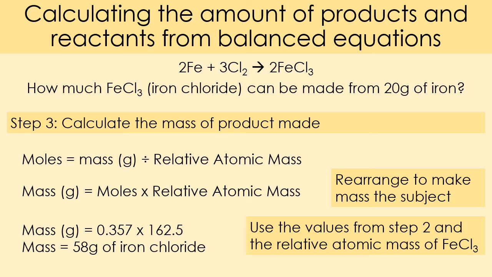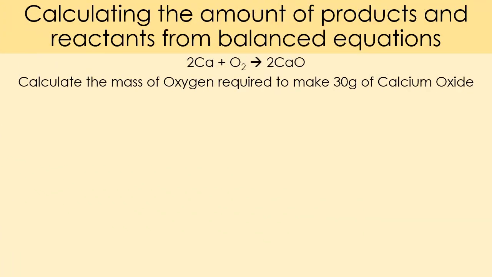We're going to go through another example as well before you have a go at doing it by yourselves. So we're going to have a look at another example, and this is calcium plus oxygen will make calcium oxide. And we need to calculate the mass of oxygen required to make 30 grams of calcium oxide.